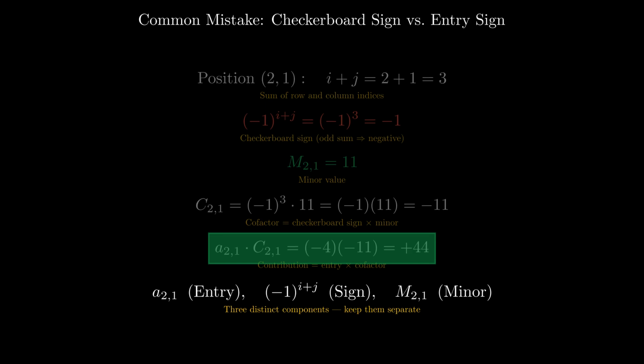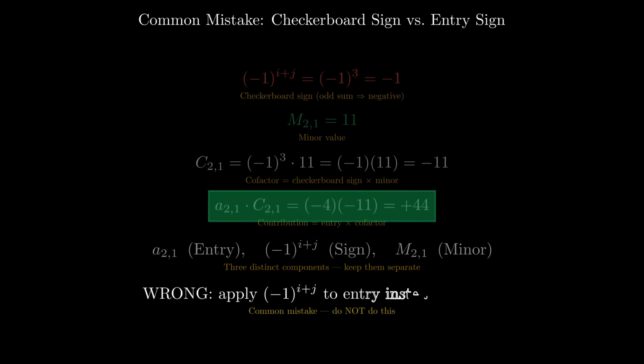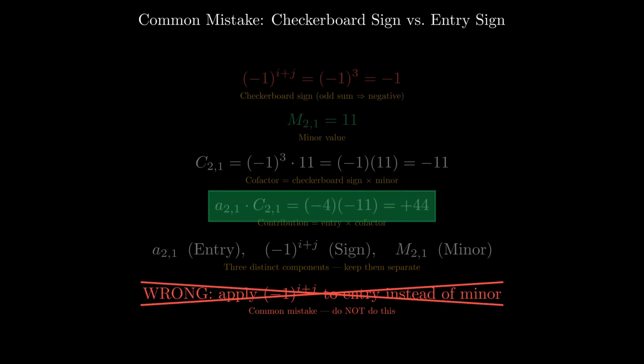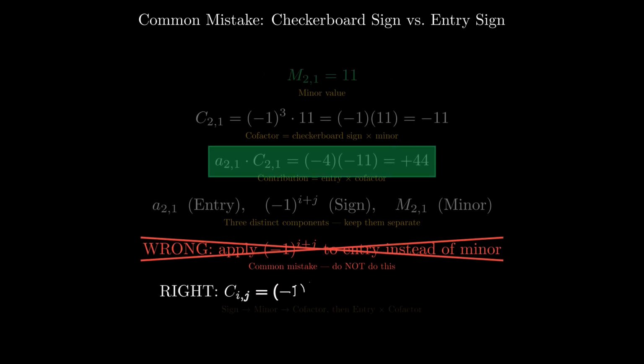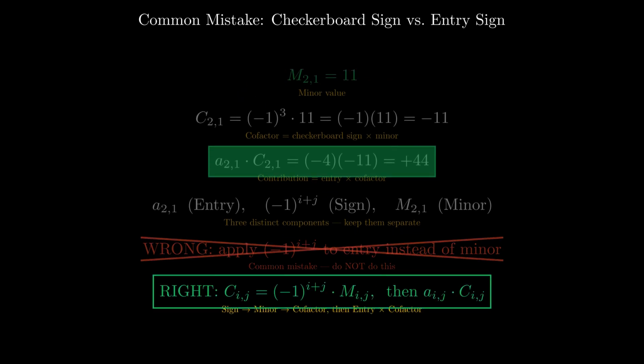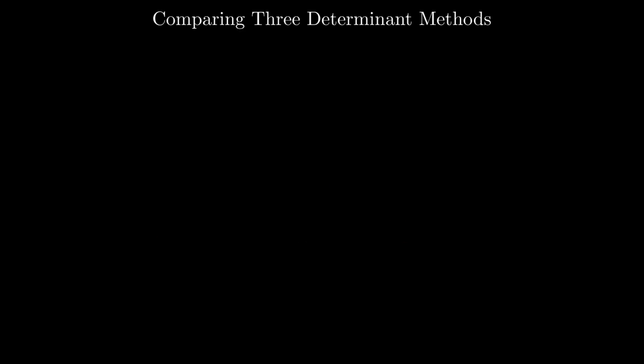The checkerboard sign multiplies the minor to form the cofactor, then the entry multiplies the cofactor. A common wrong approach is to apply -1 to the i plus j to the entry instead of the minor. The right approach is the sign attaches to the minor first, and then the entry multiplies the resulting cofactor. Keep all 3 components separate in your mind. 3 methods for computing determinants, 3 different trade-offs.